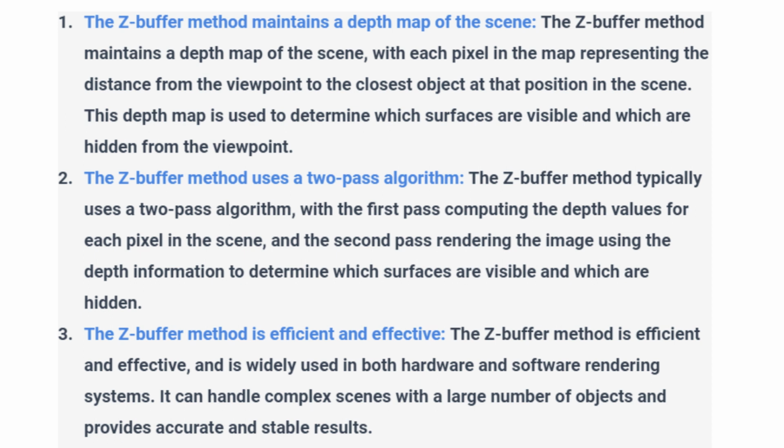The Z-buffer method uses a two-pass algorithm, with the first pass computing the depth values for each pixel in the scene, and the second pass rendering the image using the depth information to determine which surfaces are visible and which are hidden.